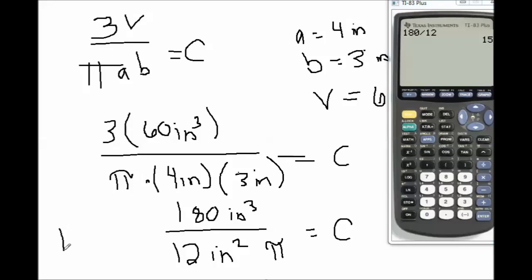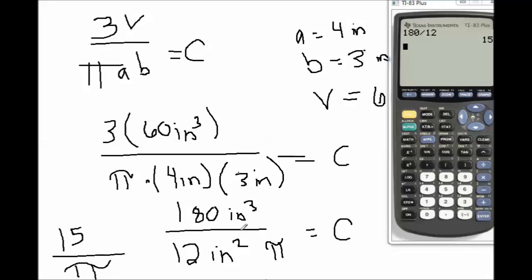I'm going to have to do it over here. So 15. The pi can stay on the bottom. That's fine with me. Sometimes you have to evaluate the pi, do 12 times 3.14. Sometimes you can just leave pi as it is. I can't really tell you which way you're going to see it. You're going to see it both ways. Anyways, 180 divided by 12 is 15. The pi is just going to be on the bottom.